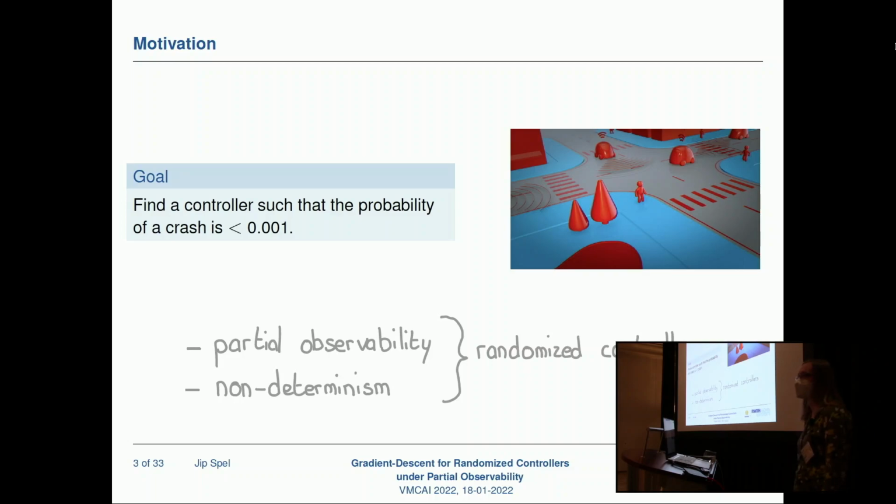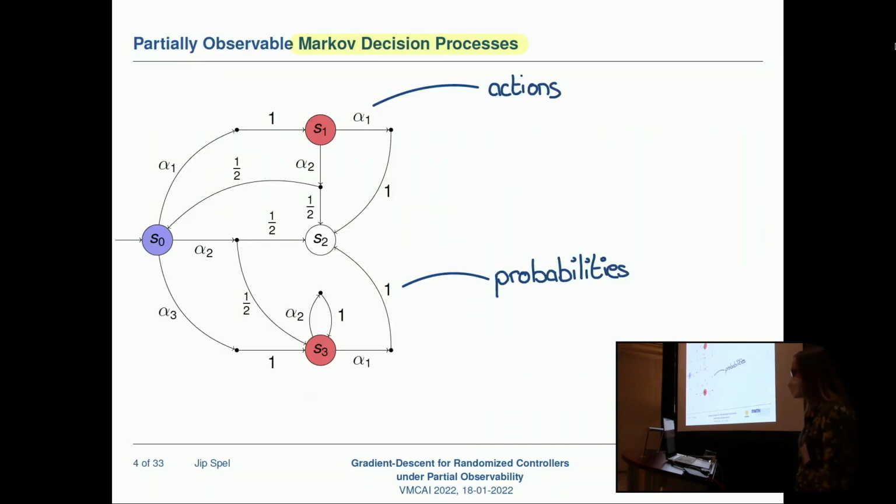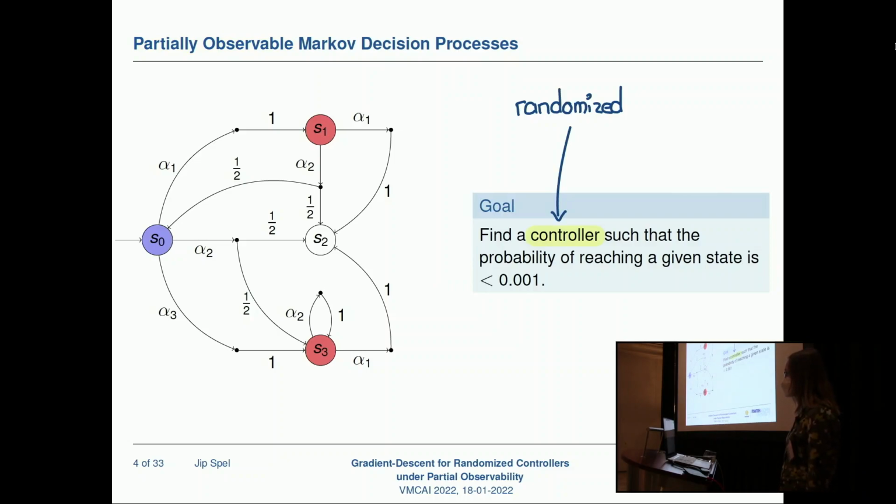One question you could ask yourself here is, find a controller such that the probability of a crash is really small. To do so, we normally model it by partially observable Markov decision processes. As with normal Markov decision processes, you have actions and probabilities at the transitions. Furthermore, it's partially observable, meaning that we cannot distinguish between some states. For instance, in this model, we cannot distinguish between state S1 and S3. We want to find a controller such that the probability of reaching some given state is really small. And we need a randomized controller here because we cannot distinguish between states.